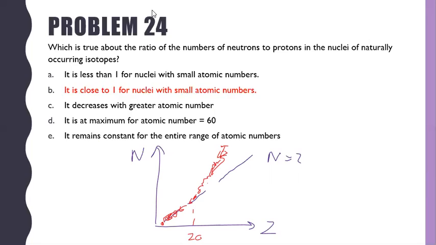So for small atomic numbers, you have the same number of protons as neutrons. Examples: carbon 12, 6 of each. Nitrogen 14, 7 of each. Oxygen 16, 8 of each. It's very typical for the low elements to have that.